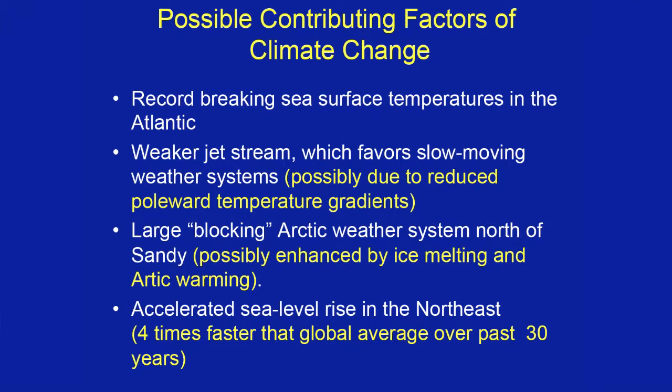Recent studies indicate that sea level rise is about 4 times faster in the Northeast compared to the global average. So certainly the contribution of sea level rise and the storm surge would lead to considerably more flooding and more extreme flooding events during landfalling storms.